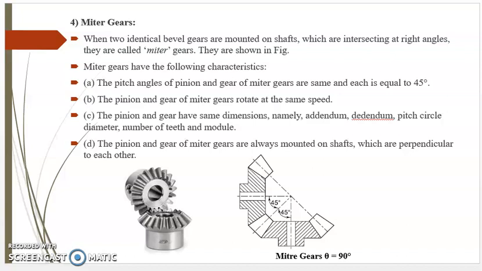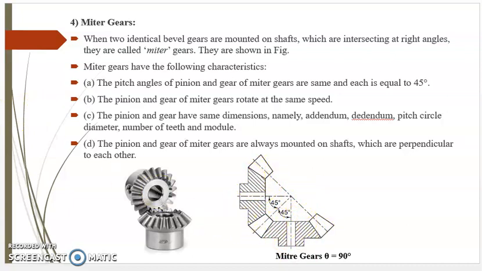Miter gears. When two identical bevel gears are mounted on shafts which are intersecting at right angles, they are called miter gears. They are shown in figure. This is the diagram of miter gear. The angle between the shafts is 90 degree and these two equal bevel gears are there.